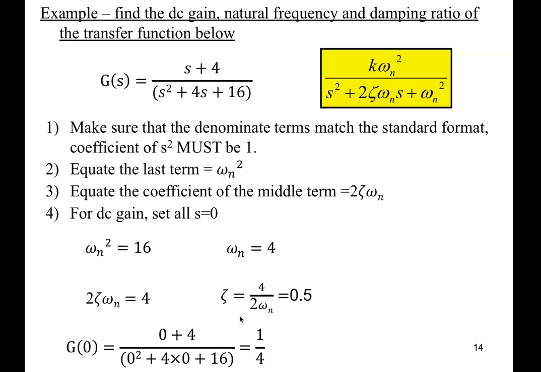So it's actually not that difficult. You first make sure your transfer function is in the standard format. Then in the denominator, you look at the last term, the number without s. This is omega n squared, so you find omega n from there. Once you have found that, you look at the middle term, the coefficient of s, which in this case is 4. 4 equals 2 times zeta times omega n. Omega n you already worked out from the previous step, therefore you can work out zeta from here. Okay, so that's the second order system.